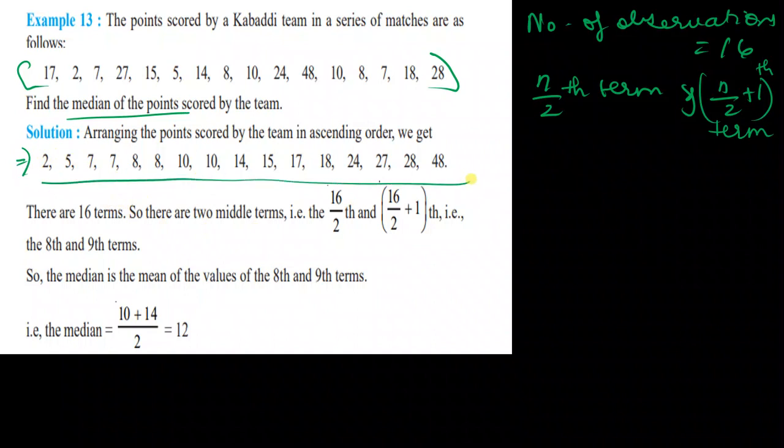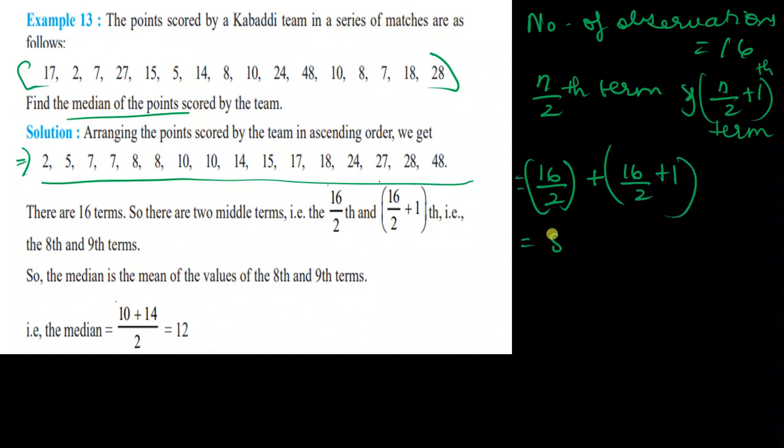So basically, first of all, let's arrange it in ascending order. Here we have arranged it already, it's given in the solution. So now there are 16 terms in total. Use the formula 16 by 2 and 16 by 2 plus 1. So this will give you what? 8, and 16 by 2 plus 1 is 8 plus 1, 9. So we add the 8th and 9th terms and divide by 2, and we will get our median.